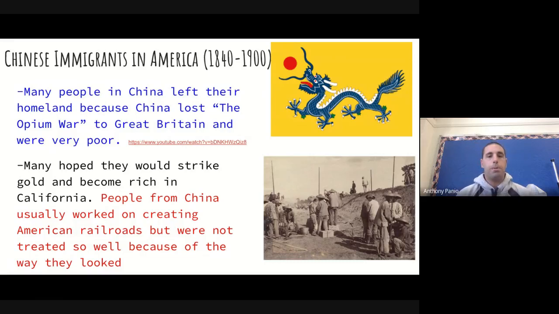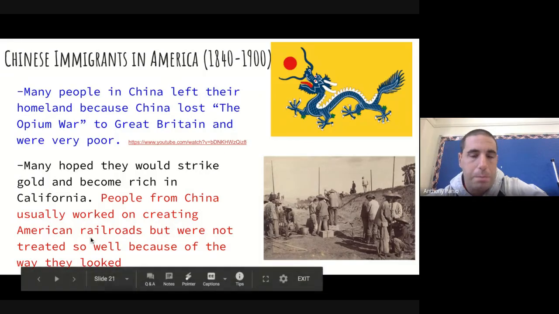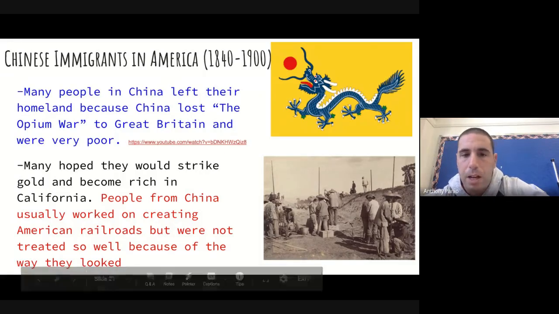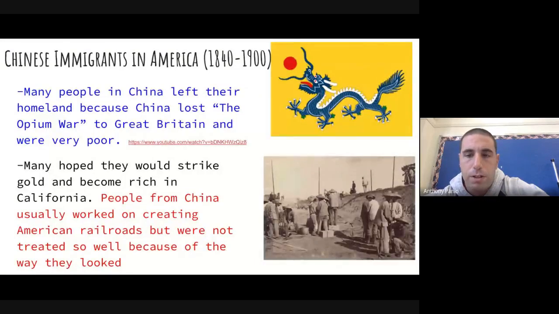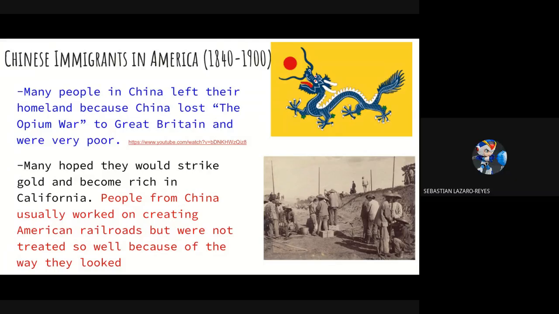All right, so people from China usually worked on creating railroads, but they weren't treated so well because of the way they looked. But because of them living in the West, that was a huge reason why we had a lot of railroads built. Okay, so the Chinese had built a lot of great things over the past few decades and centuries, so they're very helpful in creating our American railroads that we know today. All right, so 3 groups, 3 different feelings.